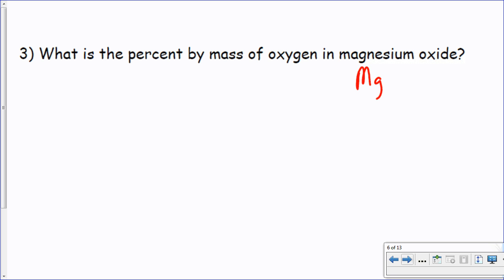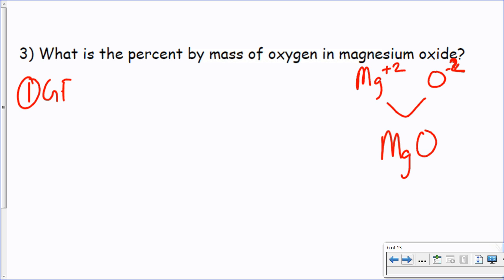So we go back to our previous unit and we look at the charges of that ionic compound. Mg is a +2, O is a -2. So that formula, when we combine it in its lowest whole number ratio, is MgO. So the first thing you're going to do is find the gram formula mass of magnesium oxide.